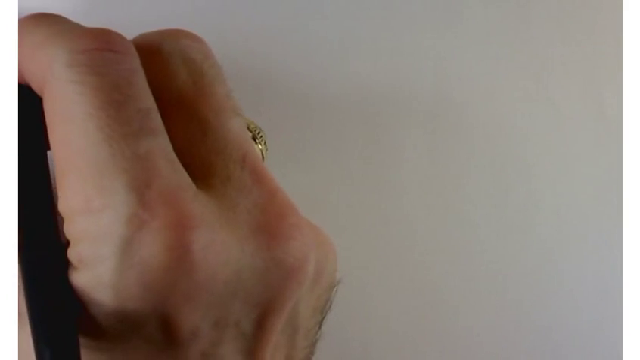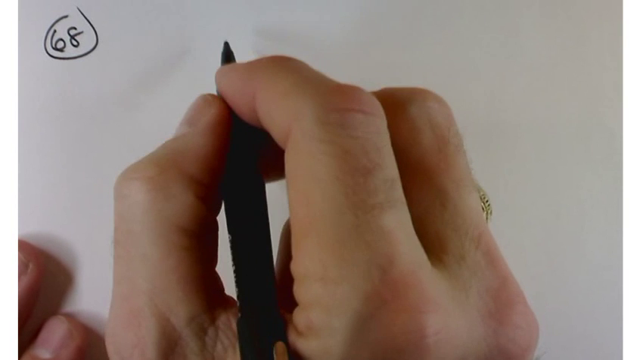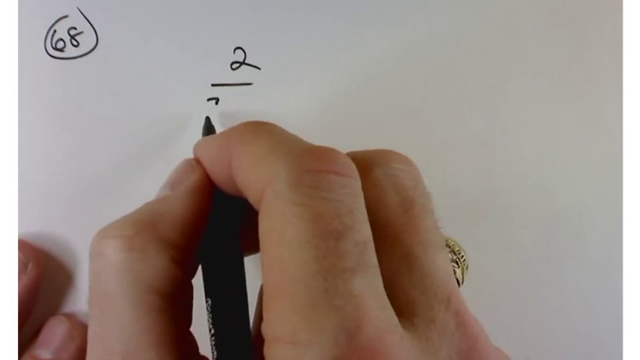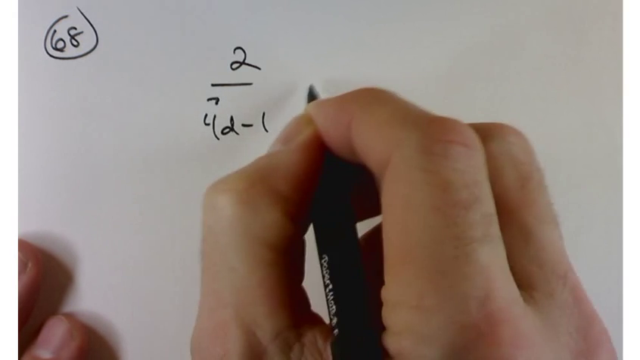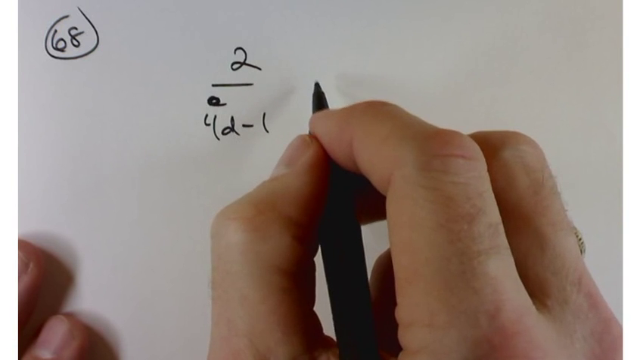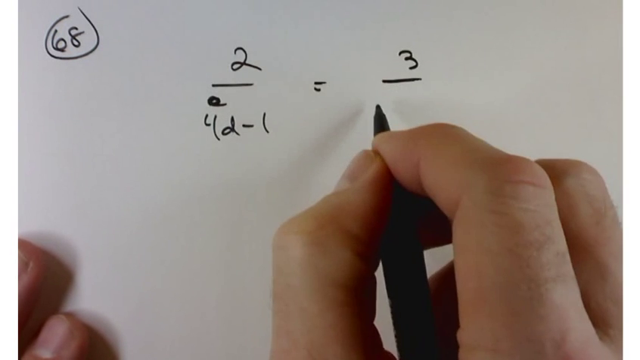Let's do problem number 68. And I want to go back and compare and contrast this with stuff that we did in section 7.6. So this will be our last one. We are going to make the most out of it, though. So it's going to be 2 over 4d minus 1. Sorry about that, it's just a little typo. 2 over 4d minus 1 equals 3 over 2d plus 1.